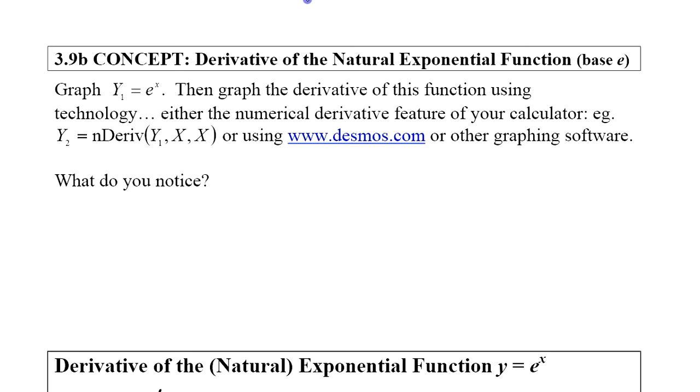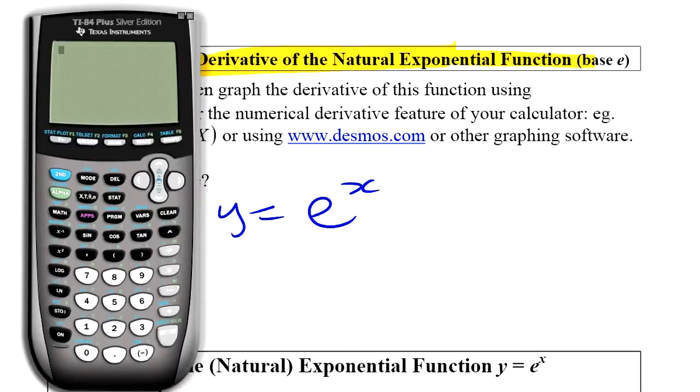All right, we're going to look now at the derivative of the natural exponential function, or in other words, we're going to look at the derivative of y equals e to the x. We're going to look at this graphically to start with, and we're going to use a graphing calculator first, and then later use some software to get a little bit more dynamic look at it.